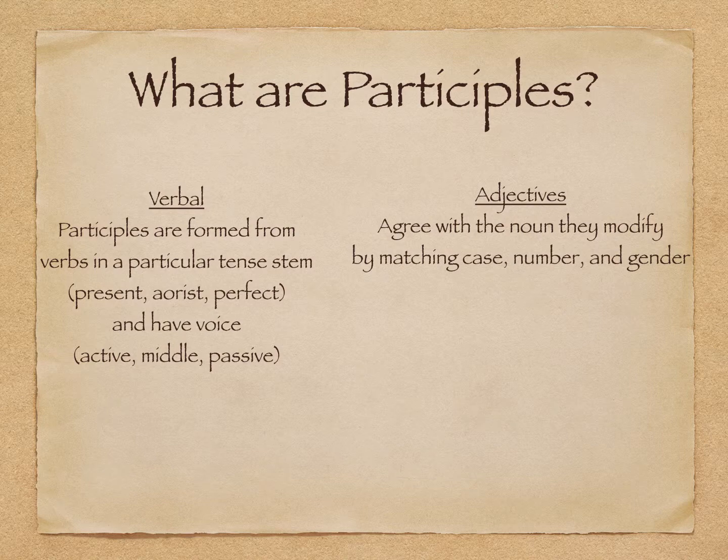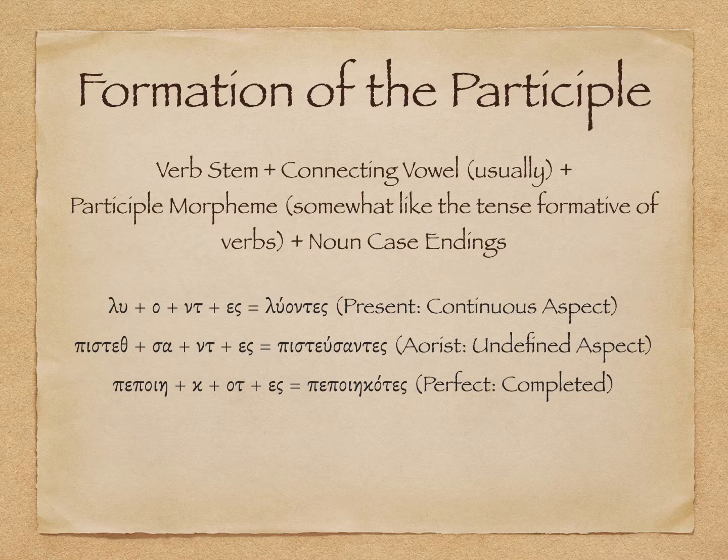Thinking about the nature of participles, they function as verbal adjectives. I should say that's what they are. We'll get to their function in just a moment here. But this is what they are. They're verbal. They're formed from verbs in a particular tense form, and they have voice. And they're adjectives. They agree with the noun they modify by matching the case, number, and gender. So they do those two activities.